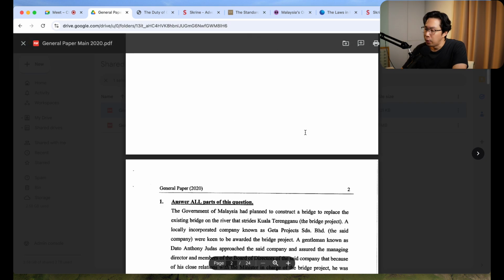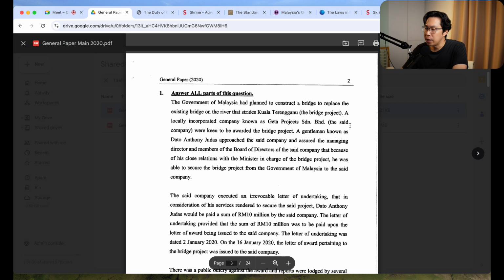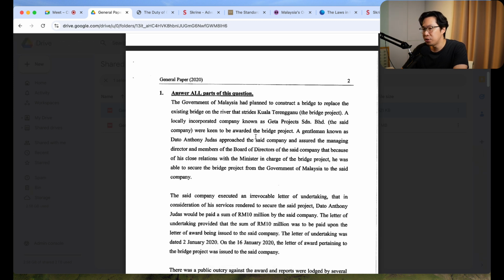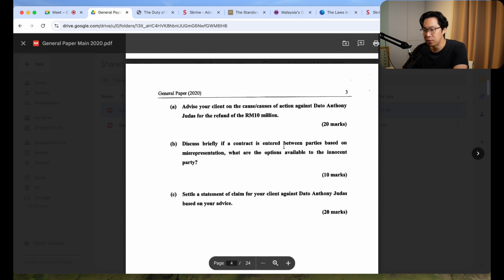Now you see, when it comes to contract, normally it's like storytelling. They have a question, a scenario. Like this 2020, question 1. This is almost the same, based on the case of Merong Mahawangsa. So I asked you to read that case. So this is the question that is based almost on that.